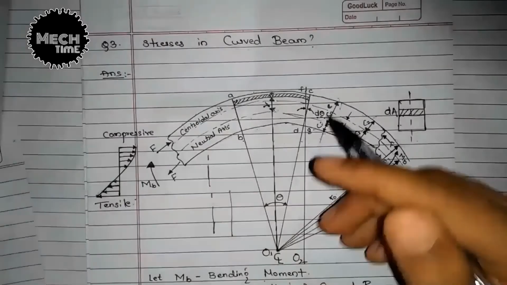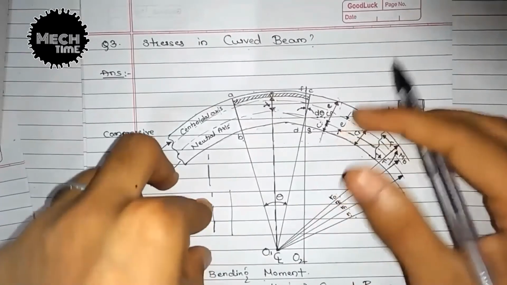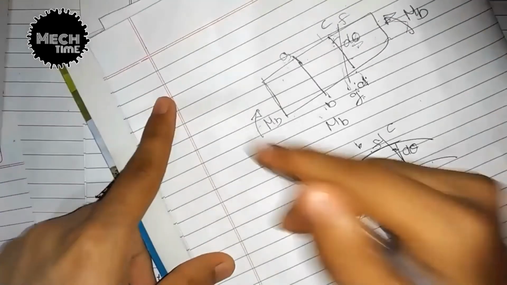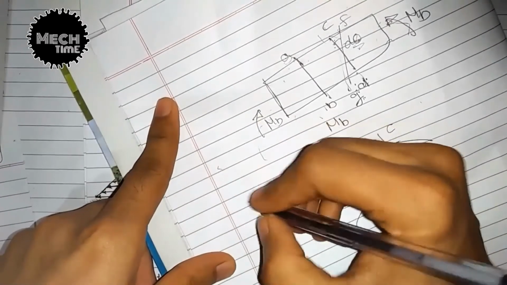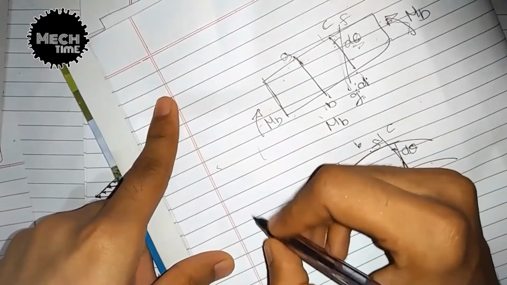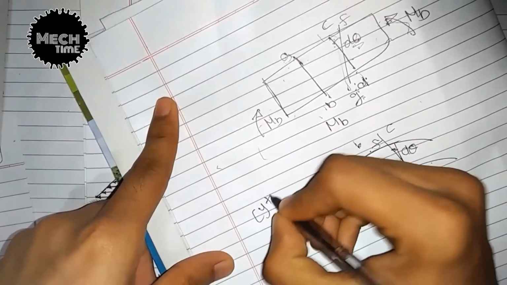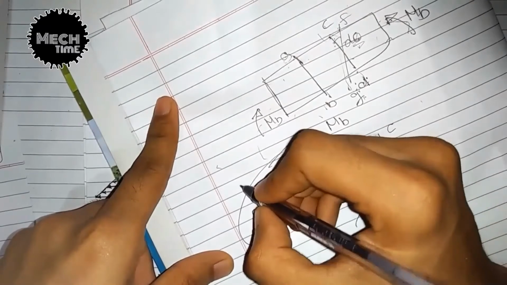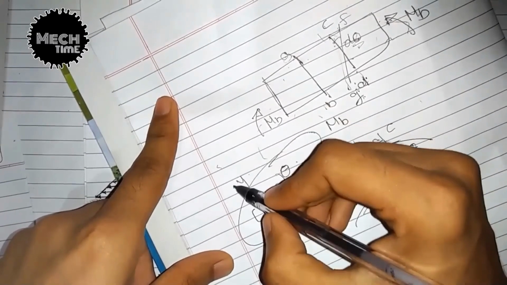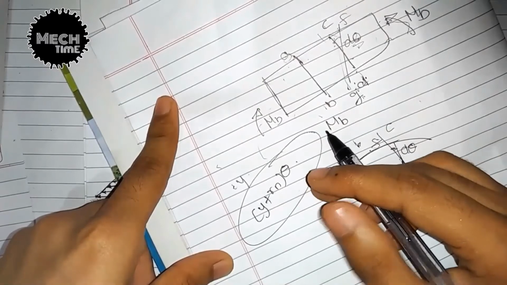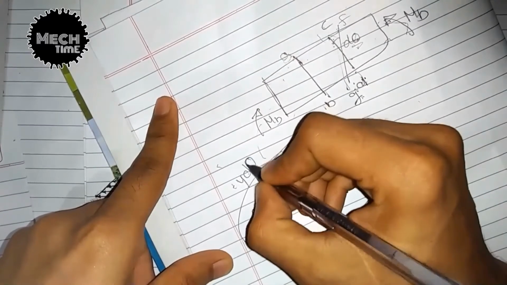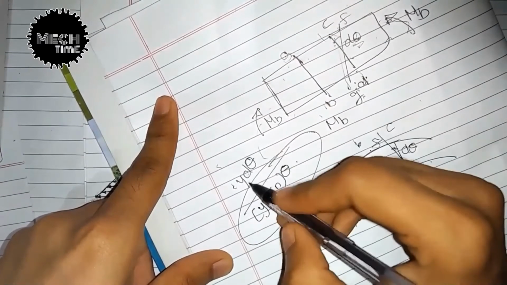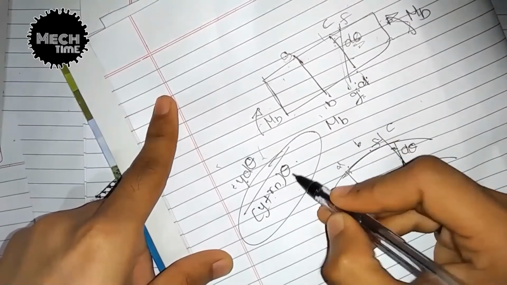So the original length of the strip at a distance y from the neutral axis is y plus rn theta. You should remember this, y plus rn theta. This is y. It is shortened by the amount of y d theta. So y d theta by y plus rn theta, that is nothing but the strain e.